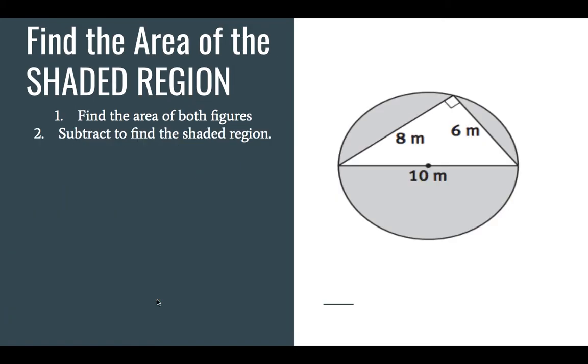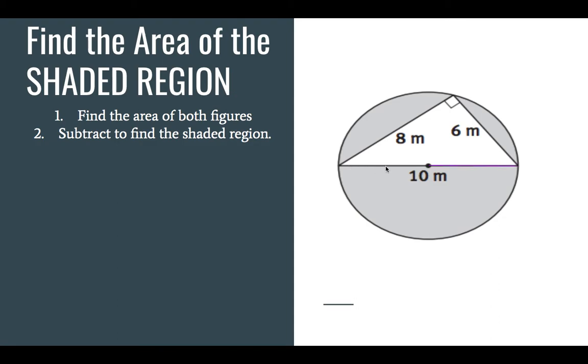Let's take a look at this one. So this one's very similar, but it does have a little bit of difference in it because it is a triangle. So the biggest thing with triangles is to remember that the two shorter sides are always your base and your height.